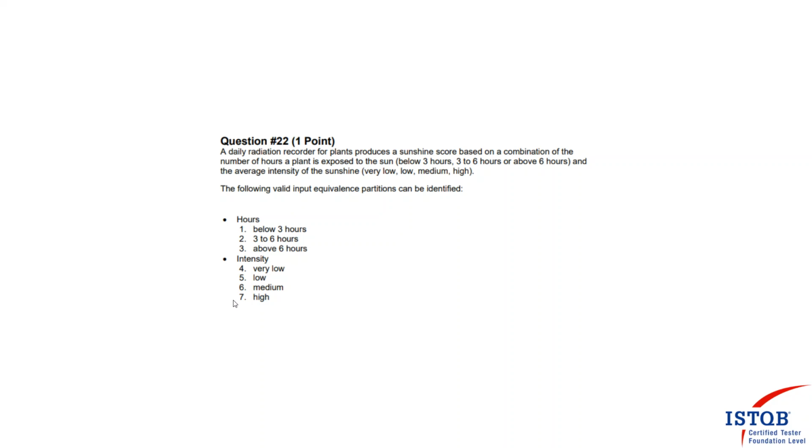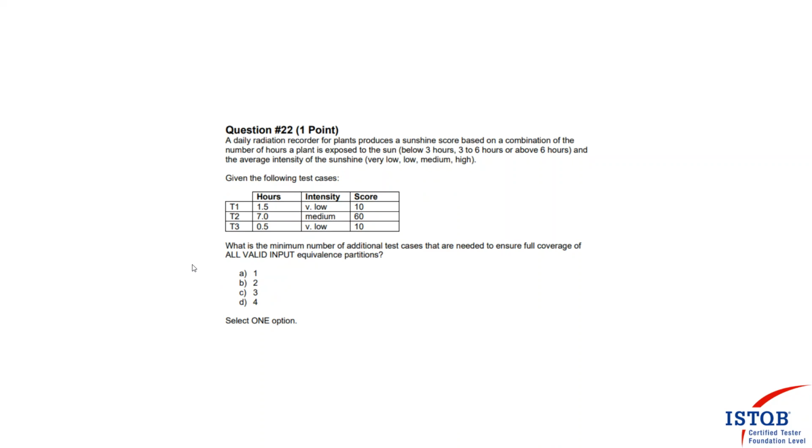Those are only valid partitions. And again, we don't care about invalid partitions, as it is said in the description. This simplifies our job. Now, when we have defined equivalence classes, we need to check how many of them are covered by the test cases which are given to us in the table.